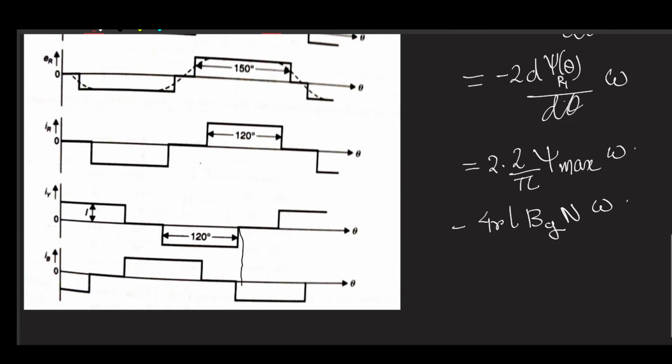So the power equation will be how much? This is the amount of instantaneous power.